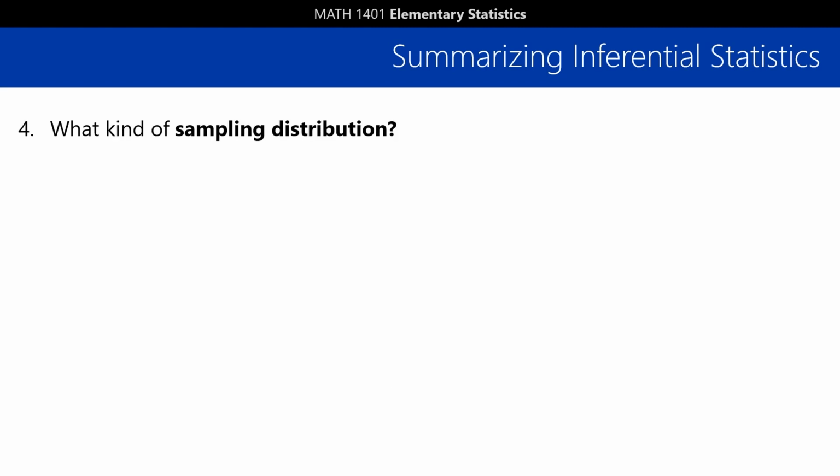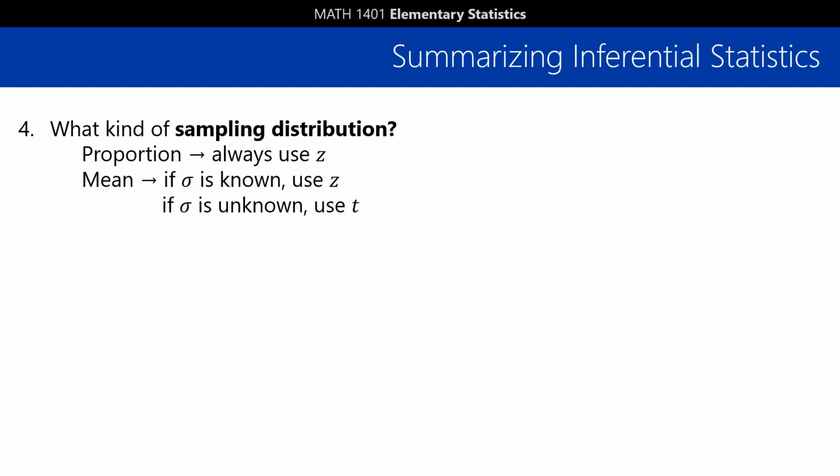Next, we need to figure out what kind of sampling distribution we'll be dealing with. Proportions always use a normal distribution, a z-distribution. That's why we talked about the normal approximation of the binomial distribution earlier. For means, it depends on whether we know the population standard deviation, sigma. If we do, we can also use z. But if all we have is the sample standard deviation, we have to use a t-distribution instead to account for the extra variability.